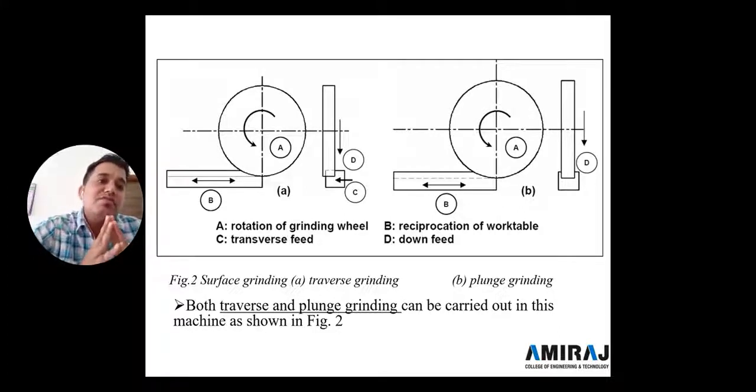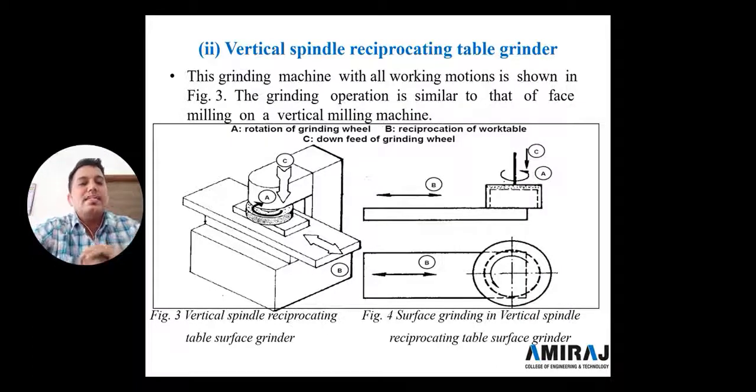So both transverse and plunge grinding can be carried out on this machine, as shown in figure number 2. Let's start the second category, vertical spindle reciprocating table grinding. Here just one change is there: the wheel rotation direction. In the first category, the wheel is rotated in the Z direction, a horizontal direction. But here the spindle will be rotated in the vertical direction, as shown in the figure.